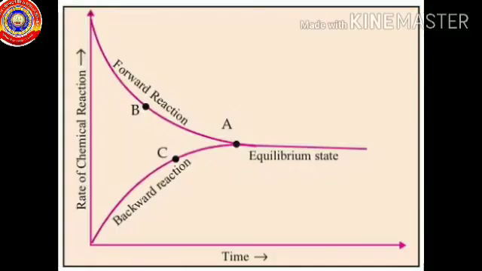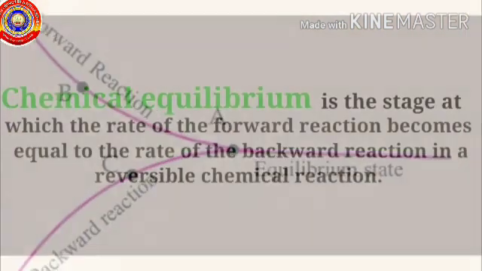Now observe this graph showing the rate of chemical reaction versus time. Here the curve B represents the forward reaction and the curve C represents the backward reaction. As time progresses, the rate of forward reaction decreases and the rate of backward reaction increases. You can see that both the forward reaction and the backward reaction meet at a common point called A. So at this point what happens? The rates of both reactions become equal, and this condition is called equilibrium or chemical equilibrium.